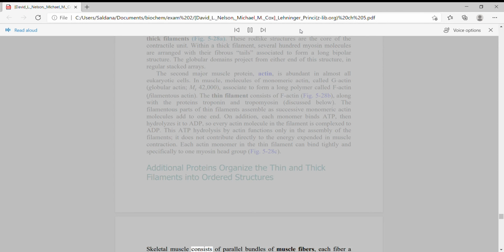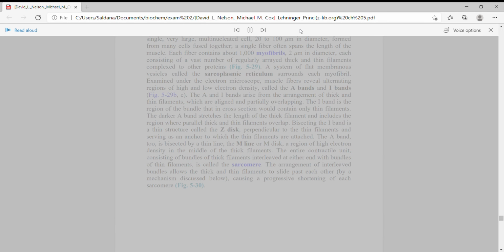Skeletal muscle consists of parallel bundles of muscle fibers, each fiber a single, very large, multinucleated cell, 20 to 100 μm in diameter, formed from many cells fused together. A single fiber often spans the length of the muscle. Each fiber contains about 1,000 myofibrils, 2 μm in diameter, each consisting of a vast number of regularly arrayed thick and thin filaments complexed to other proteins, Fig. 5-29. A system of flat membranous vesicles called the sarcoplasmic reticulum surrounds each myofibril.